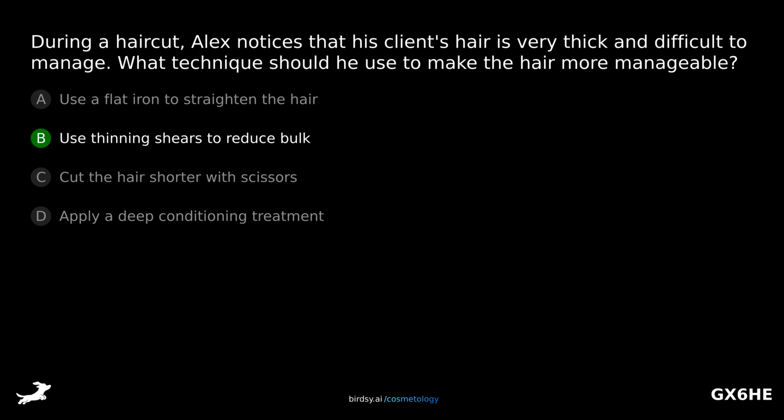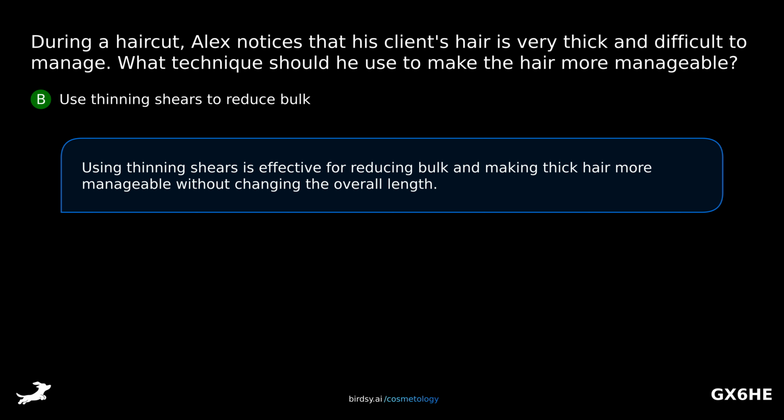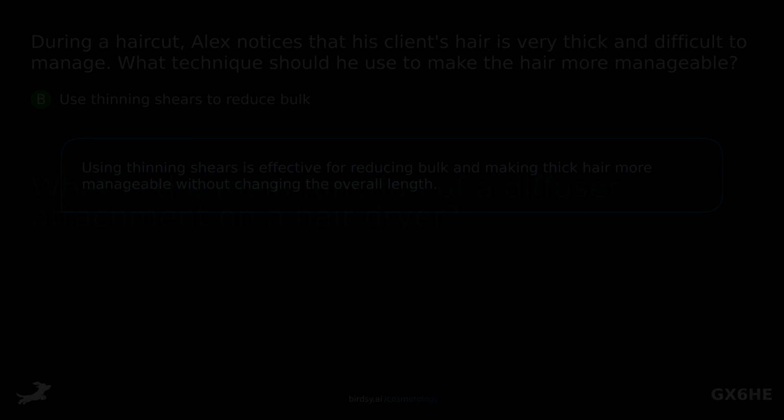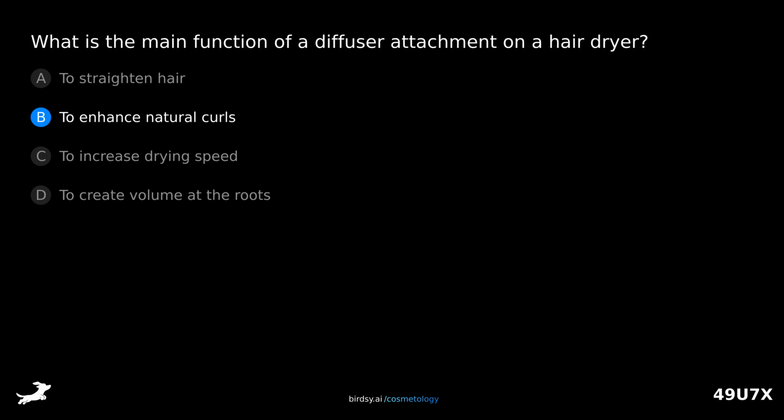The answer is B, use thinning shears to reduce bulk. Using thinning shears is effective for reducing bulk and making thick hair more manageable without changing the overall length. What is the main function of a diffuser attachment on a hairdryer? Is it A, to straighten hair? B, to enhance natural curls? C, to increase drying speed? Or D, to create volume at the roots?